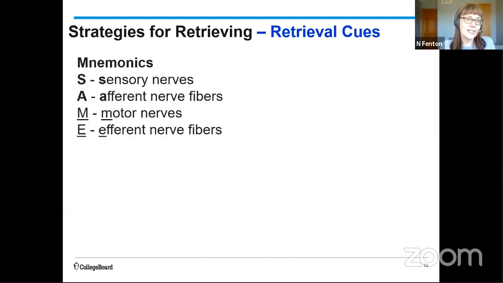So lots of strategies for memory, including mnemonics. And so sometimes we use mnemonics that are kind of first letters keywords. So with this mnemonic, SAME, you can remember that sensory nerves have afferent nerve fibers, SA, and then ME, the motor neurons have the efferent with an E nerve fibers.